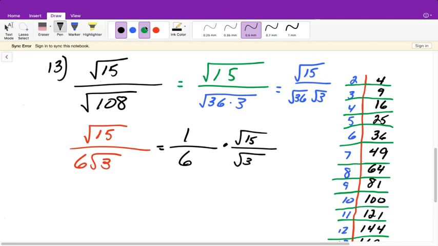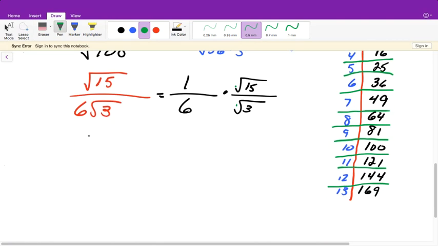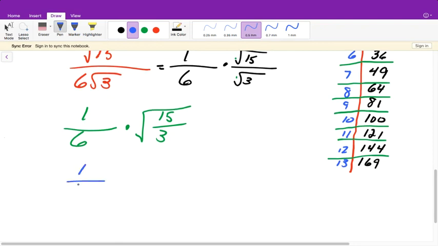I can then say, all right, well, these have the same index, so let me rewrite them under the same fraction. So 1 over 6 times square root of 15 over 3. Well, the square root of 15 over 3 is equal to square root of 5, so it's going to be 1 over 6 times the square root of 5.